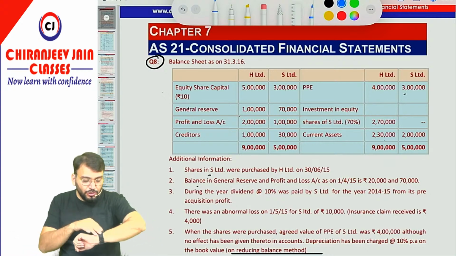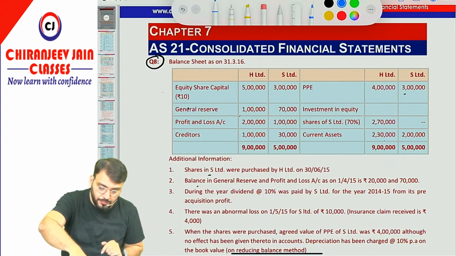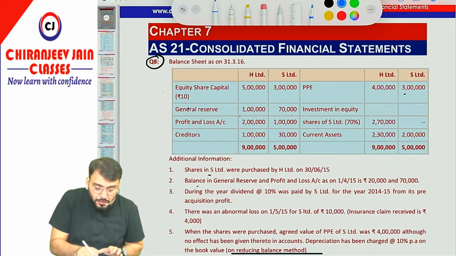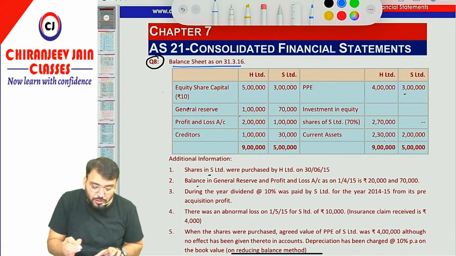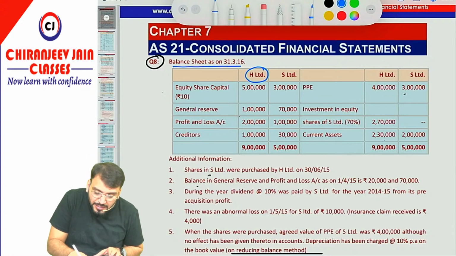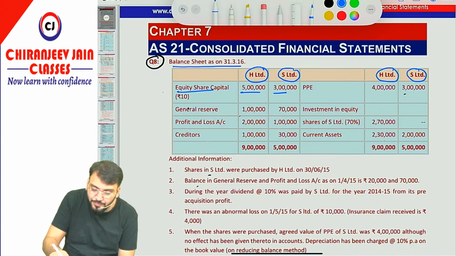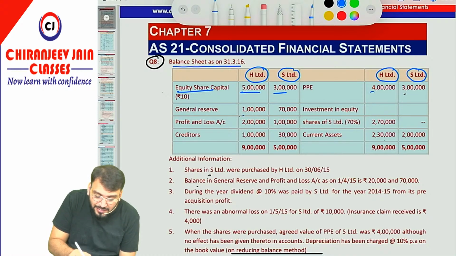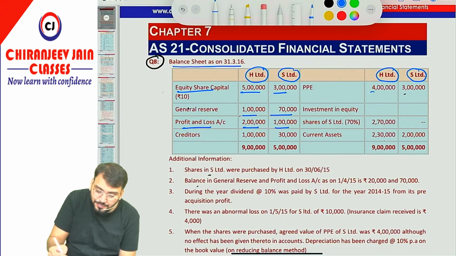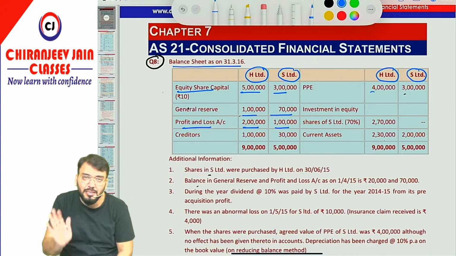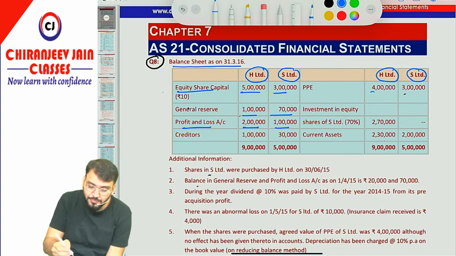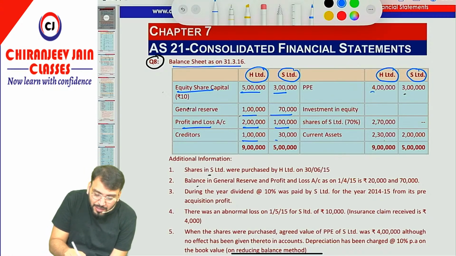I think up to this you have understood. So, balance sheet as on 31st March 2016. H Limited and S Limited have given equity share capital of 5 lakh and 3 lakh. General reserve they have given 1 lakh and 70,000. Profit and loss account they have given 2 lakh and 1 lakh. These are the closing balances, because in the balance sheet the closing balance always comes. Creditors they have given 1 lakh 30,000.